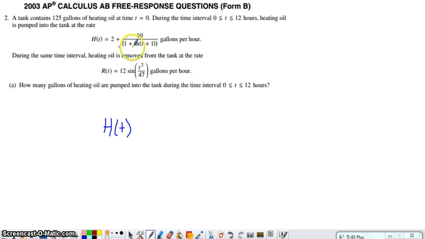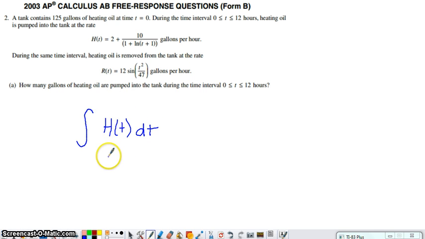Now, given the nature of this function, you should realize that it's not a constant rate. If this piece weren't here, if it was pumped in at a rate of 2 gallons per hour, this would be a very easy question to answer. We would just do 2 gallons per hour times 12 and we'd have our answer. But if we have a rate of change that's not constant, as most rates actually are, and we want to figure out how much change actually happens across a certain time frame, what we need to do is integrate that rate of change across the appropriate limits of integration to get our answer.